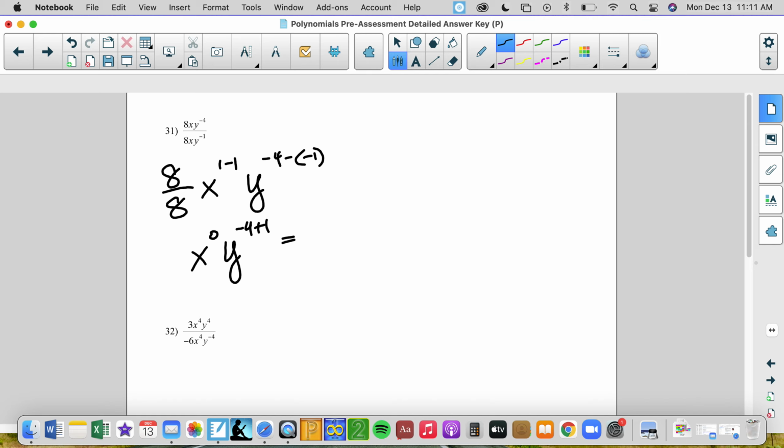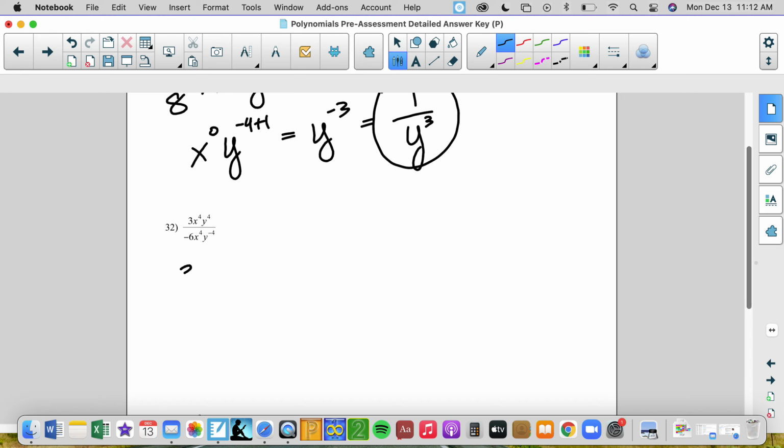Well, x to the 0 is equal to 1. So you're left with y to the negative 3. We can't have a negative exponent, so that needs to go into the denominator. Oh, look at all the fun stuff on that. Lots of things happening there. It'll be interesting to see how many of you get 31 correct.